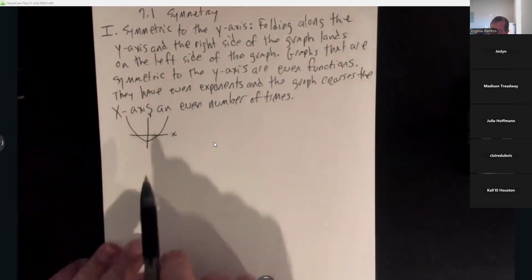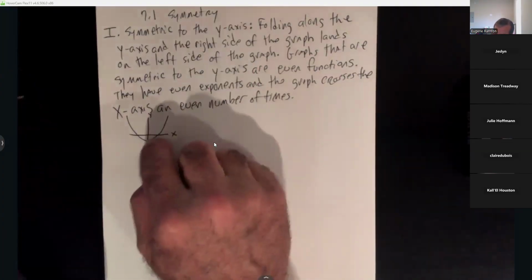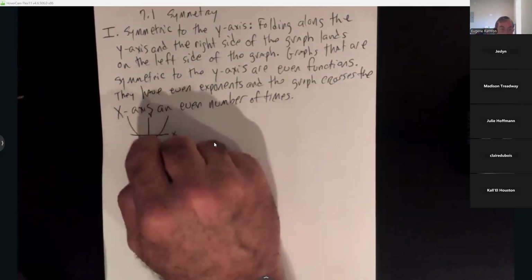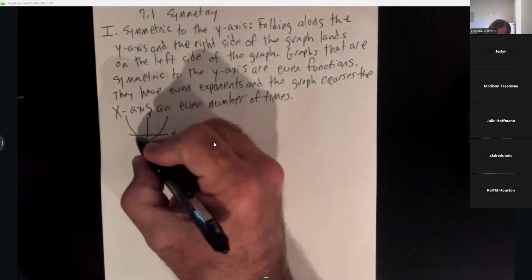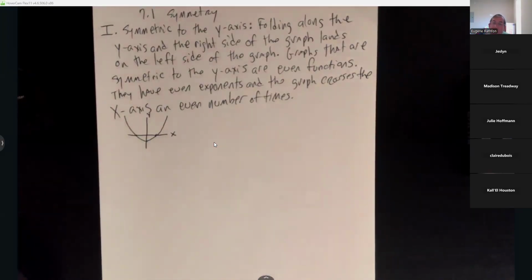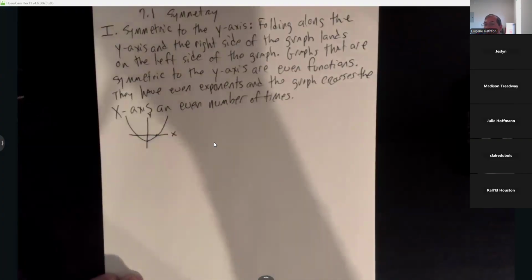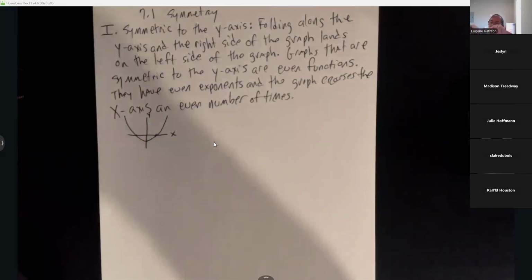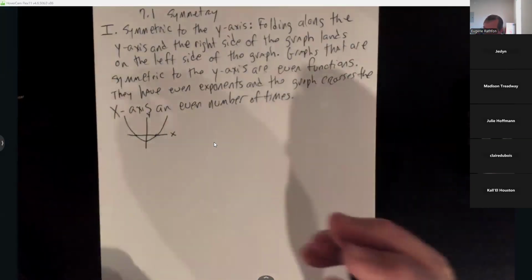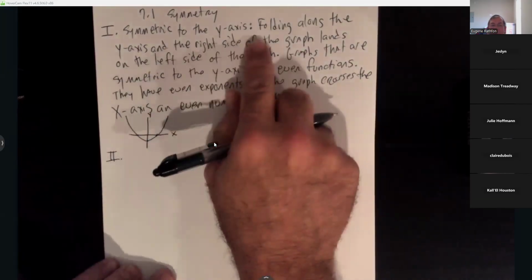So this parabola, if I was to take this and fold it over the y-axis, this right side would land on top of this left side. Also notice it crosses it once, twice. It crosses it an even number of times, okay? And then this would be the x squared graph. So x squareds, x fours, x sixes, anything with an even exponent is going to sort of make that parabola shape, okay? All right, so we got symmetric to the y-axis.